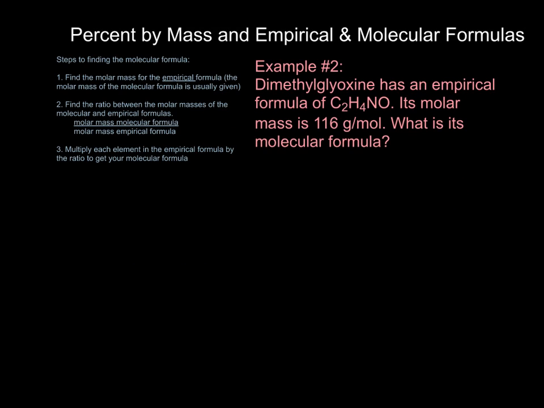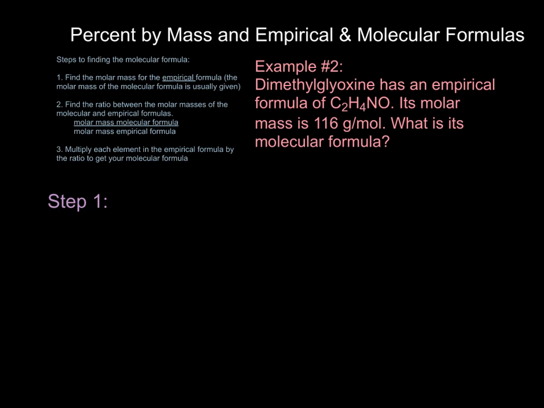Example 2 says that dimethylglyoxime has an empirical formula of C2H4NO and that its molar mass is 116 grams per mole. Well, remember from our steps, we know that this molar mass is the molar mass of its molecular formula, which we're going to need to formulate a ratio between the molecular formula and the empirical formula, because this example is asking us to find the molecular formula.